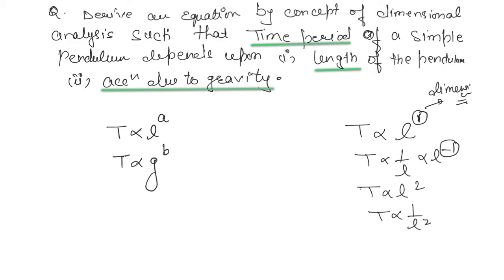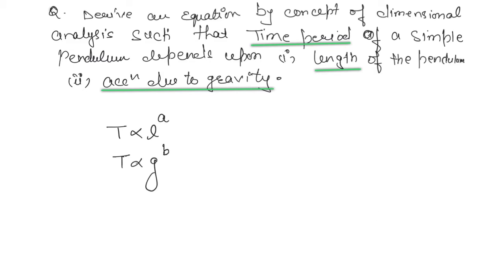ठीक है, so it is very simple. So next what we will do, we will say T is proportional to L^A G^B. Okay, now if you remove the proportionality sign, some constant will be there, L^A G raised to power B.